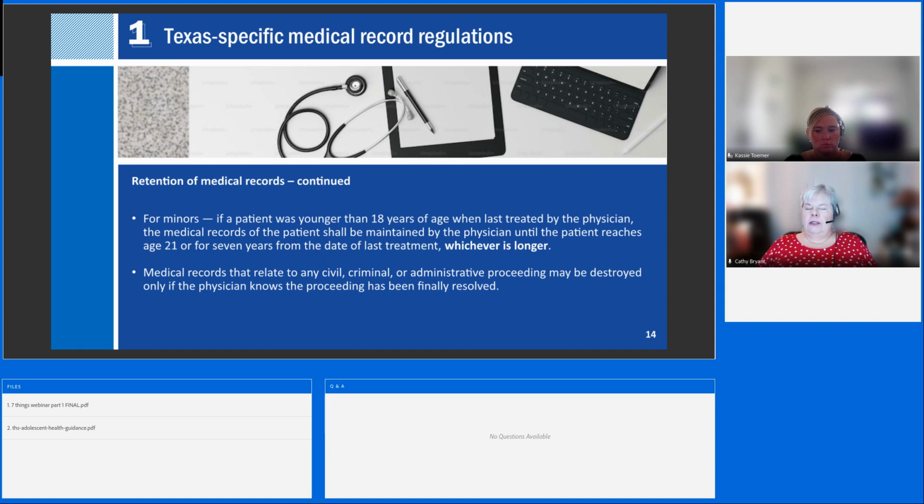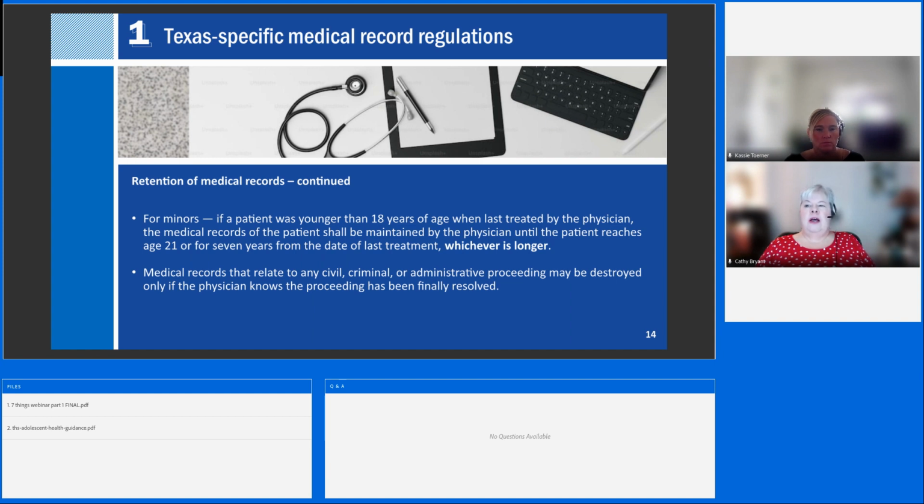For minors, it's a little trickier. If a patient is younger than 18 years of age when the child or person was last treated by the physician, the medical records of the patient shall be maintained by the physician until the patient reaches age 21, or 7 years from the date of last treatment, whichever is longer. So if you have a patient that just turned 18 and they're going to move on to an adult provider, if you're a pediatrician, for instance, then you have to maintain those records for 7 years.